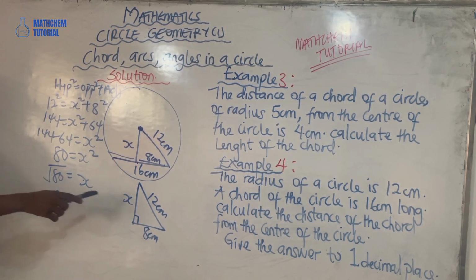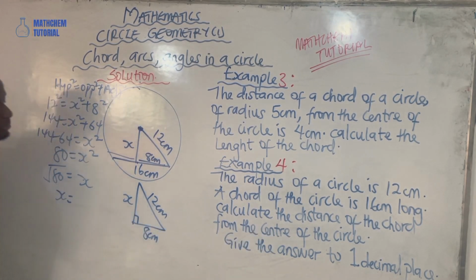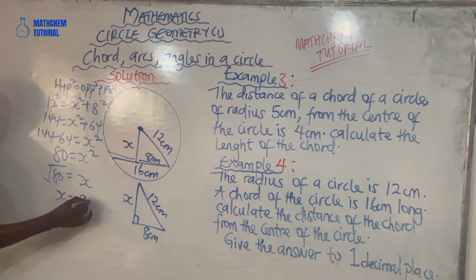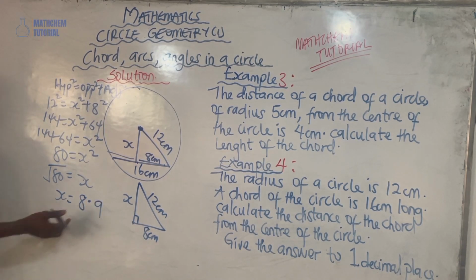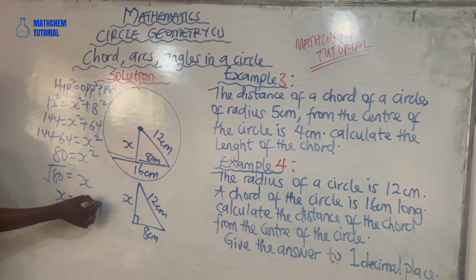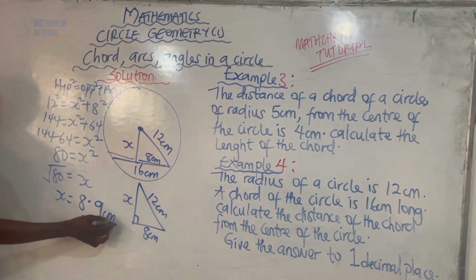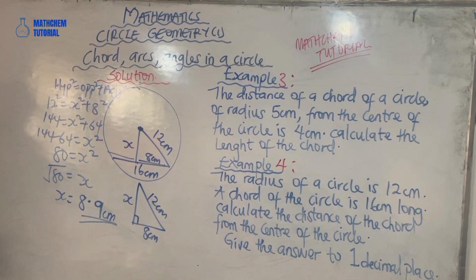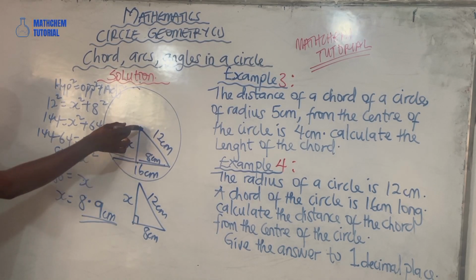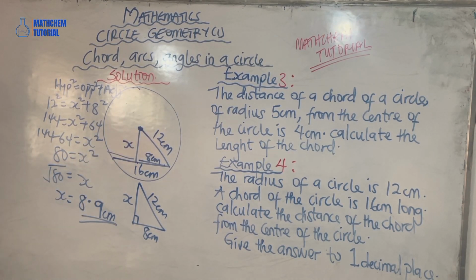And we are told to give the answer to one decimal place. So I will have to leave it at 8.9. One decimal place means one number after the decimal point, and that is this 9. So, centimeter. And that is the 8.9 in one decimal place, the distance of the chord from the center of the circle.